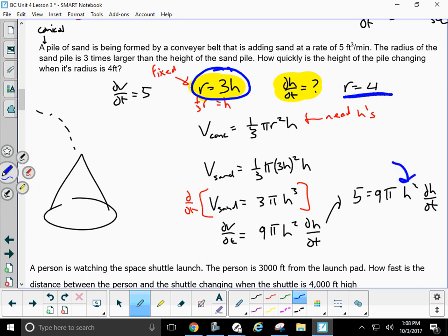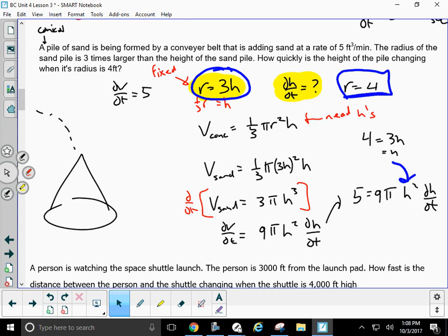When r is 4, I can find out what h is. h is just going to be 4/3. Whoa. How did that happen? When r is 4, 4 equals 3h. h is 4/3. Plug in 4/3 for h, solve for dh/dt. At 16/9, the 9s will cancel. I have 5 over 16 pi for dh/dt. This would be a height, so it would be feet per minute.